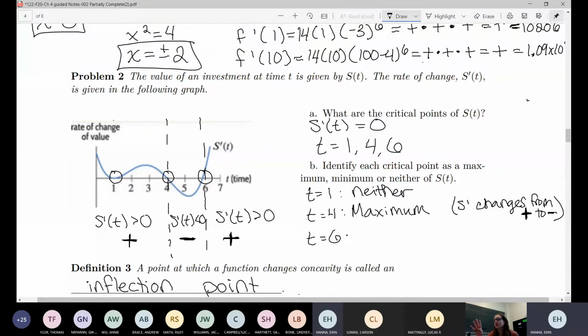And then at 6, it starts out below the t-axis, so the derivative starts out negative, and then it crosses to be above the t-axis, so it would be positive. If we start with the derivative being negative, the original function is decreasing and then changes to increasing, which must make it a min. So we have a minimum here since S prime changes from negative to positive.